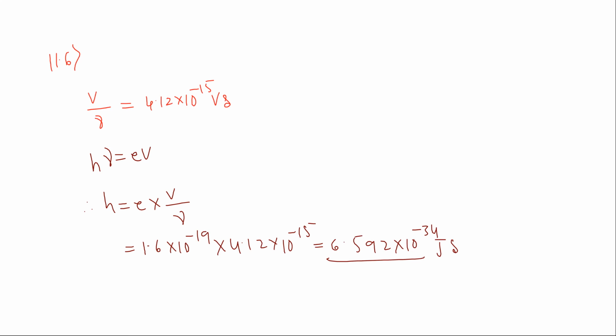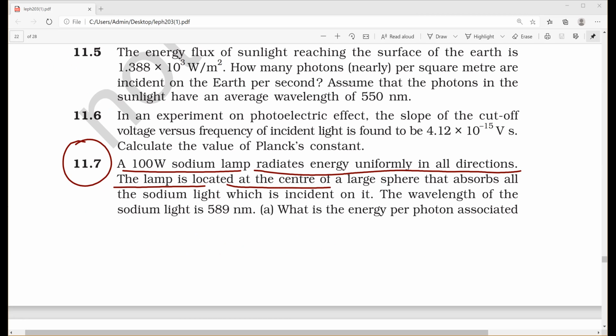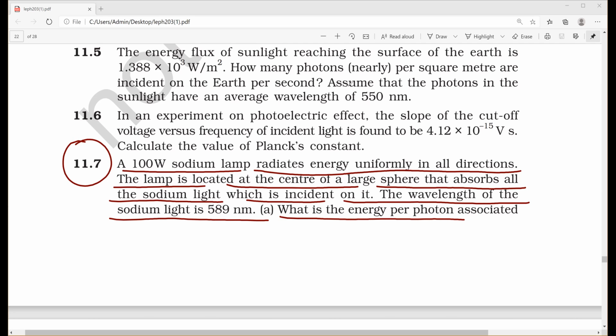11.7. What have they asked in 11.7? A 100 watt sodium lamp radiates energy uniformly in all directions. The lamp is located at the center of a large sphere that absorbs all the sodium light which is incident on it. The wavelength of sodium light is 589 nanometer. What is the energy per photon associated?